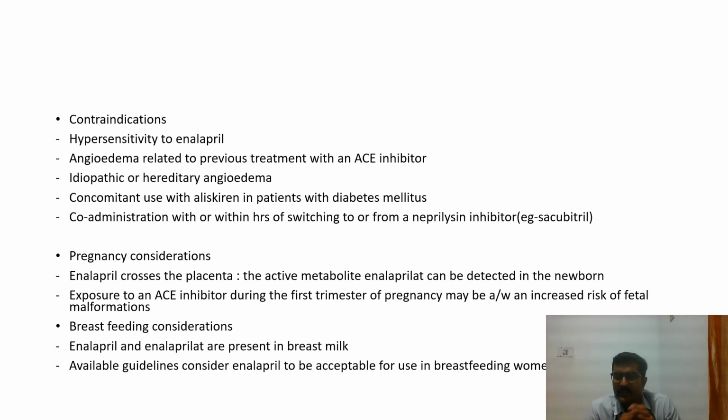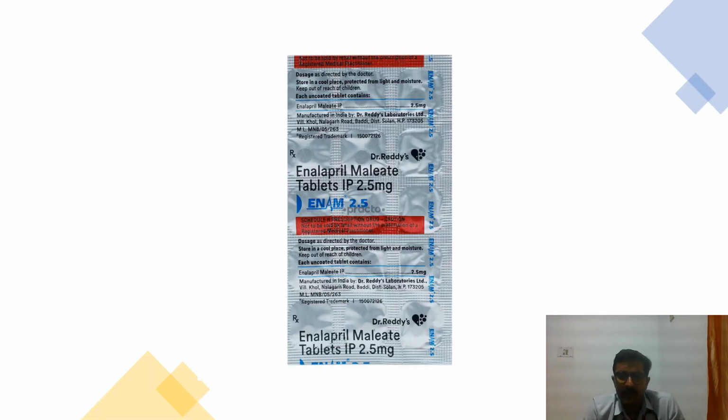In pregnancy, enalapril usually crosses the placenta. The active metabolite enalaprilat can be detected in the newborn. Exposure to an ACE inhibitor during the first trimester of pregnancy may be associated with an increased risk of fetal malformations. In breastfeeding, enalapril and enalaprilat are both present in breast milk. Available guidelines consider enalapril to be acceptable for use in breastfeeding. So it's a tablet of 2.5 milligram of enalapril maleate.